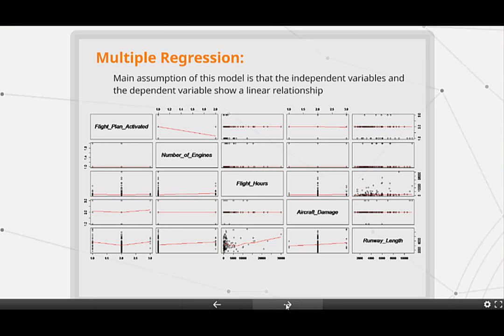I am going to explain about the multiple regression model. This is the last model that we have used in our project. The model is built using R programming. The target variable that we have used is total injury, and the predicted variables are flight hours, flight plan activated, number of engines, aircraft damage, and runway length.